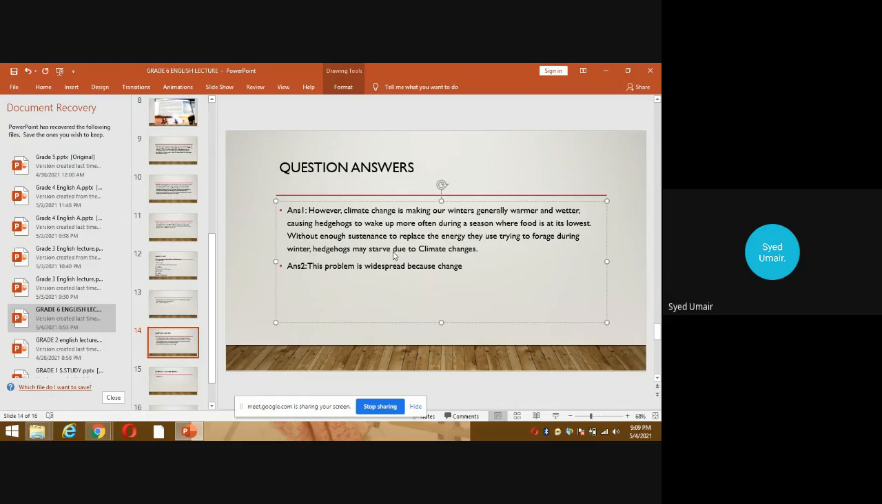Can we write from our own selves? Yes, you can write. If you know the answer, then you can also write. I'm just giving you ideas. Basically, comprehension is up to you. What answers you want to give is up to you, but it should be right, and then it's completely acceptable. Okay, this problem is widespread because of the change in temperature. Today we just have to write 3 questions and then we will see how to write a news article.